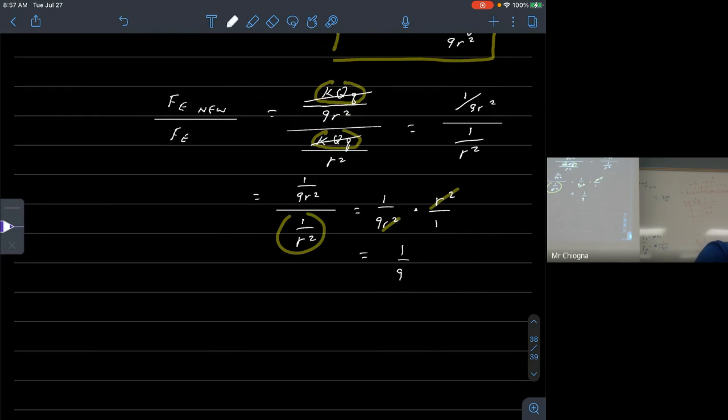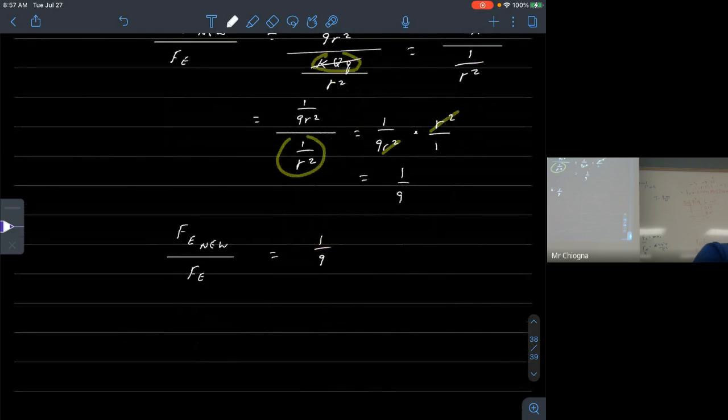What's equal to 1 over 9? We've gone all this distance. Let's rewrite it so it's clear. The new over the old. Cross multiply. The new force is 1/9 the old force.